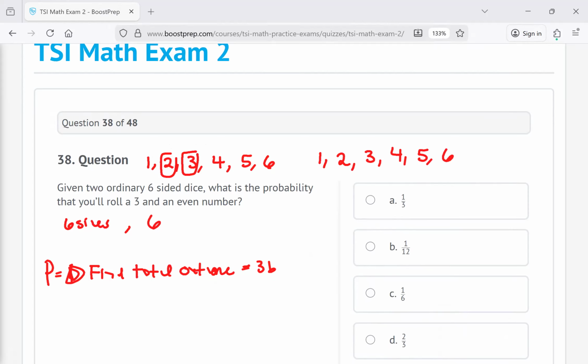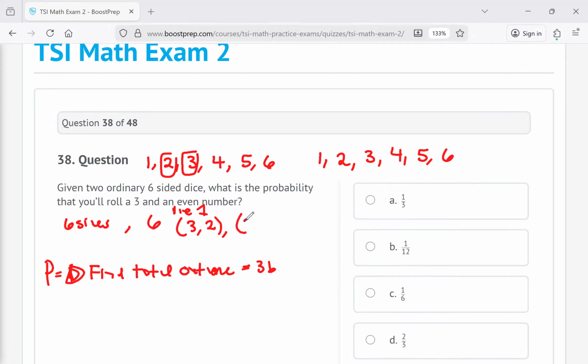Imagine you have the two dice, so that you'll roll a three and an even number. On the first die, let's call this die one, you have a three, and then two is even, right? So this is the first, and then keep on going.